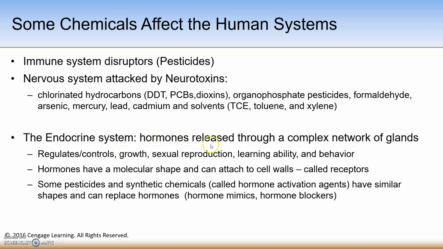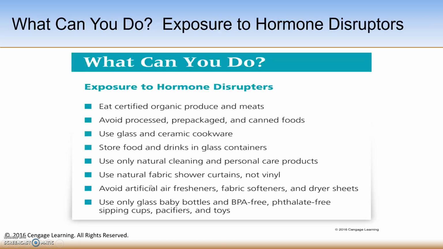Basically, this system regulates the control and growth and sexual reproduction, learning ability, and behavior for people. What ends up happening is that some pesticides and synthetic chemicals called hormone activation agents have very similar shapes to our natural hormones, and they can replace those hormones. They're known as hormone mimics or hormone blockers, and it then disrupts our endocrine system and causes health problems.